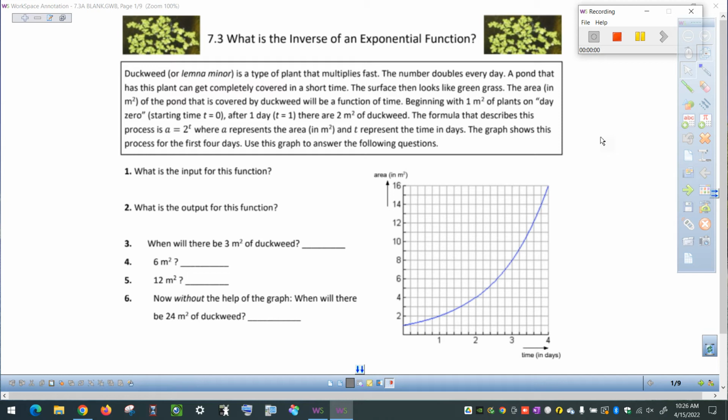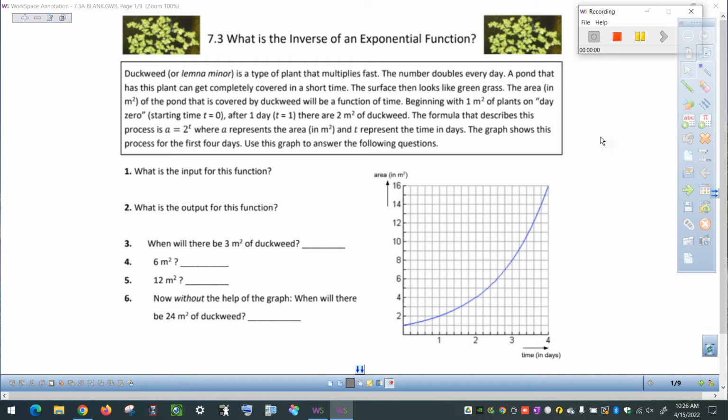function. And so the context for our story today is about duckweed. If you haven't heard of it, this is a type of plant that multiplies fast, and it grows on the surface of a pond. If you think about lily pad growth, that's the type of plant that this is. It multiplies very fast. In fact, the number doubles every day. A pond that has this type of plant on it can get completely covered in a very short time. And that makes the surface look like green grass.